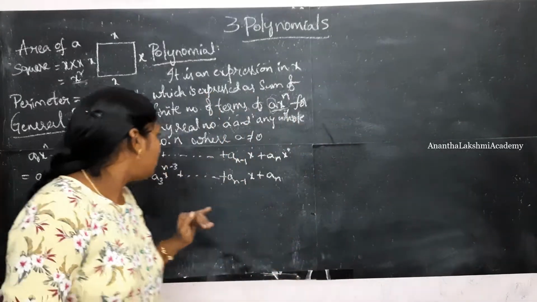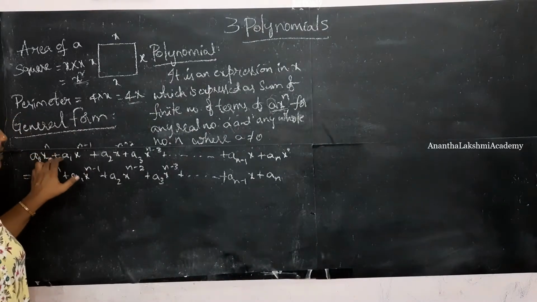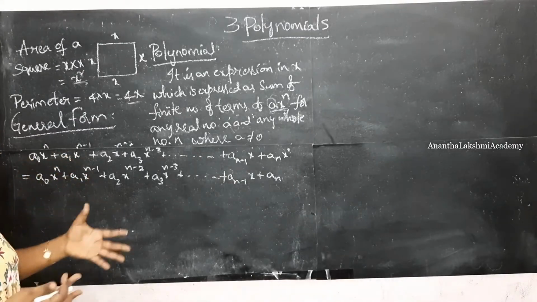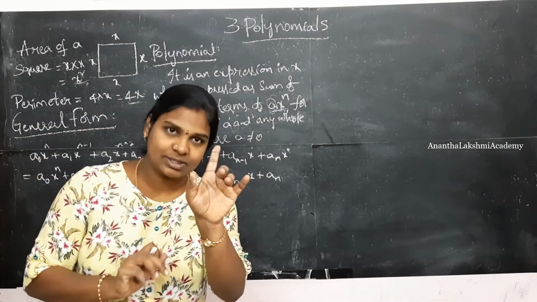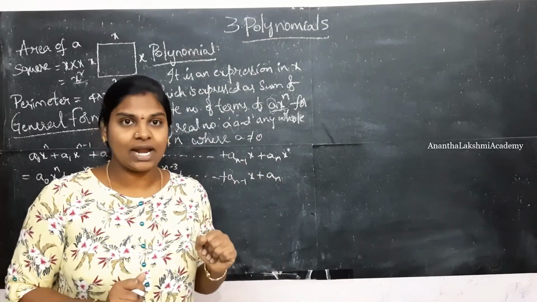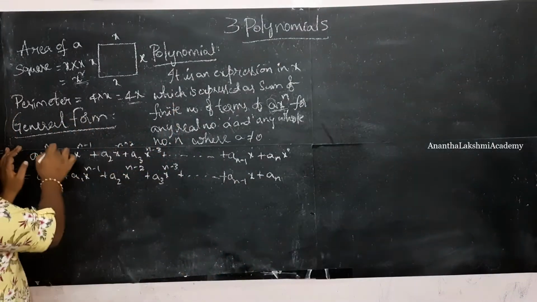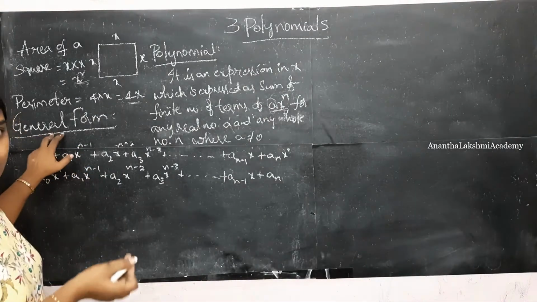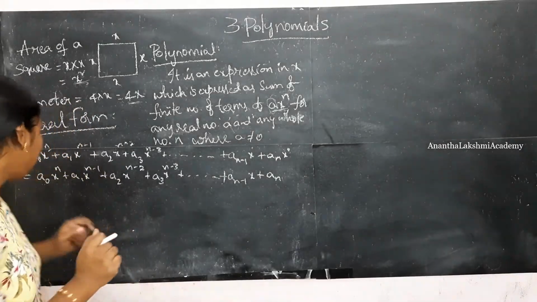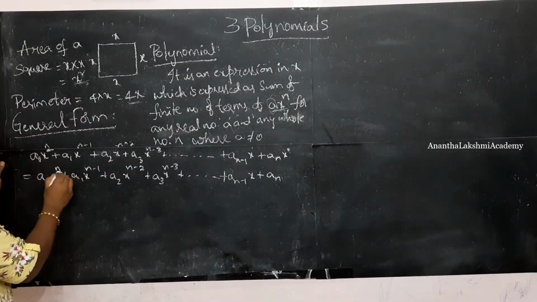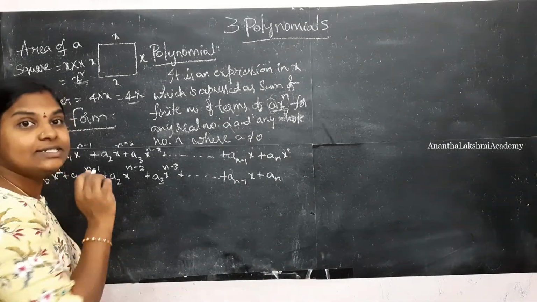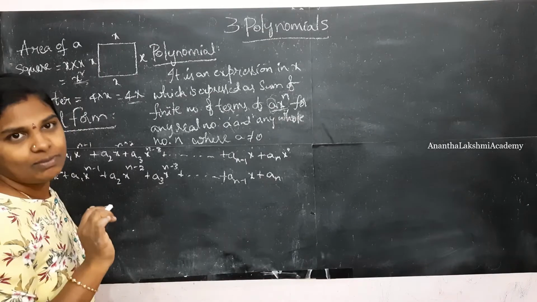Now that we said it is expressed in terms of n and a naught, we need to understand: we now understood that a polynomial is an expression in x. What is a naught? What is n? We should know them, right? So, madam, just now you said n is any whole number, a is any real number. Yes, we have names for them as well. What are they? The maximum power of x is known as the degree of a polynomial.